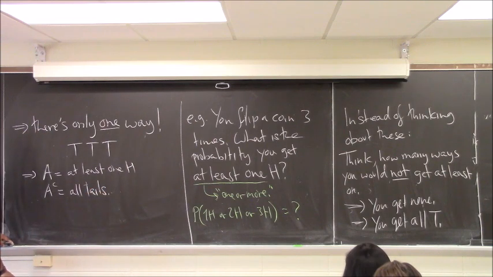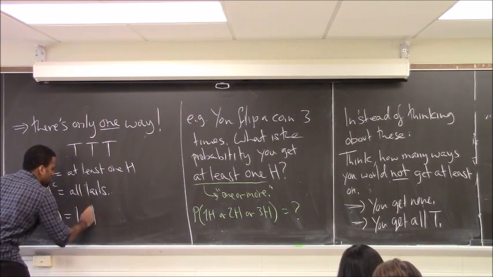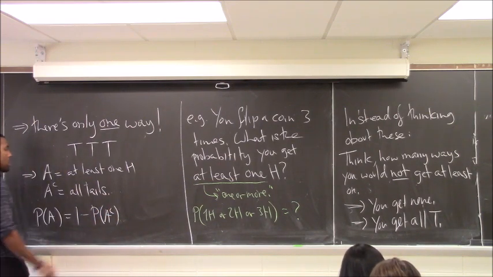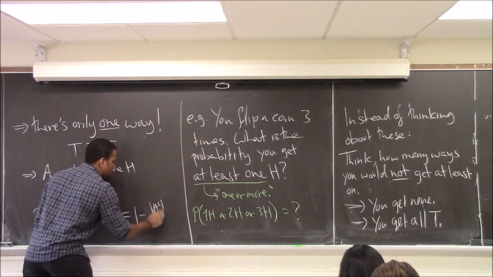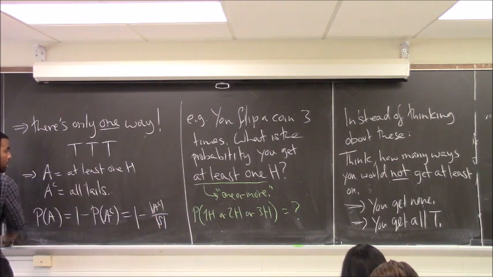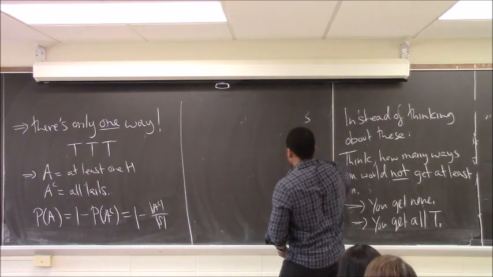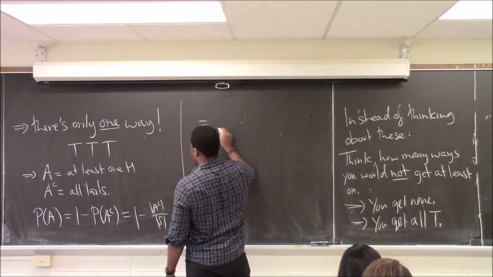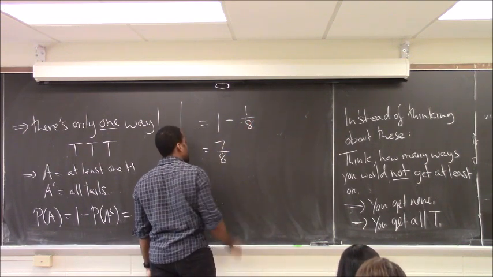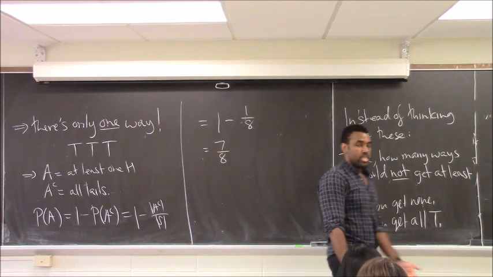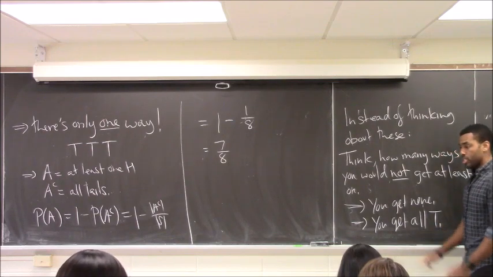And so I can find the probability of A by just taking 1 minus the probability of A complement. Now, I know that's going to be 1 minus the size of A complement over the size of the sample space. And we've already seen what the size of the sample space is. For this particular situation, it was 8. So that's going to be 1 minus 1 over 8. In other words, there's 7 out of 8 chances that you get at least 1 head. Right? So rather than thinking about multiple situations, you can think about one situation.